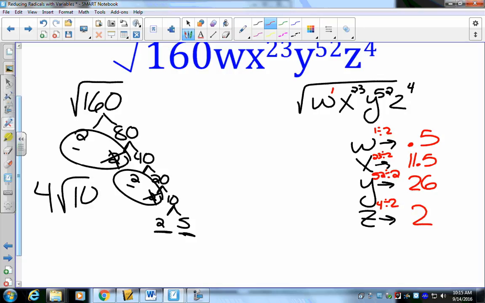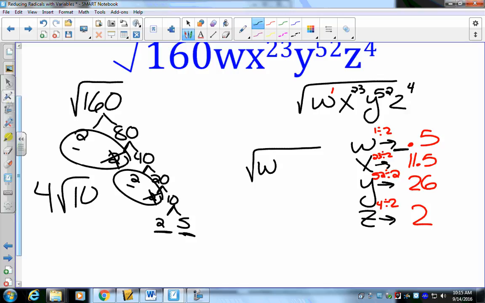Okay, so let's go one letter at a time and figure out what's going on the outside and what's going on the inside. So for my w's, I just have a 0.5. I don't have a whole number, so no w's are escaping. But because of that 0.5, that's telling me 1 is left underneath.